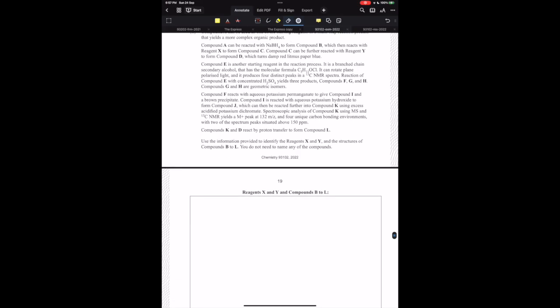Compound F reacts with aqueous potassium permanganate to give compound I and a brown precipitate. Compound I is reacted with aqueous potassium hydroxide to form compound J, which can then be reacted further into compound K using excess acidified potassium dichromate.